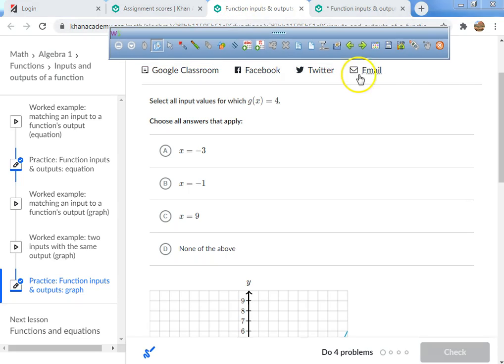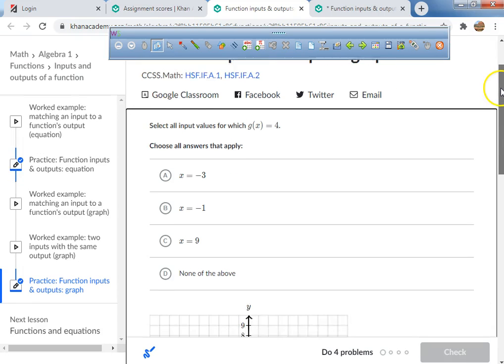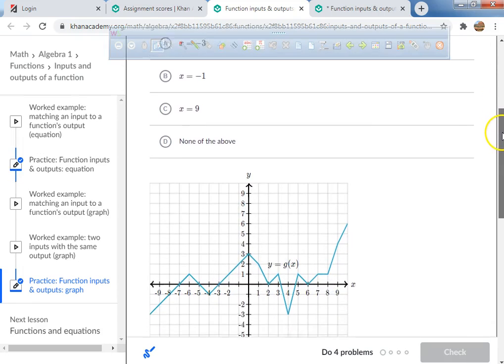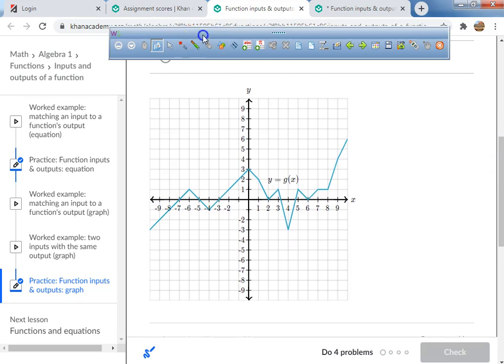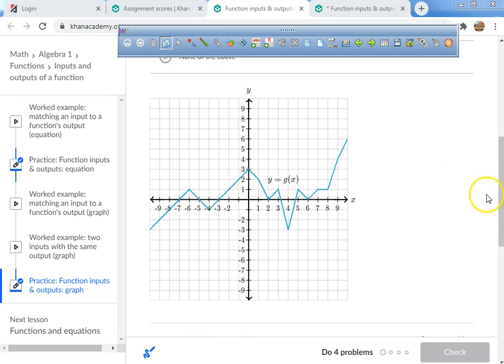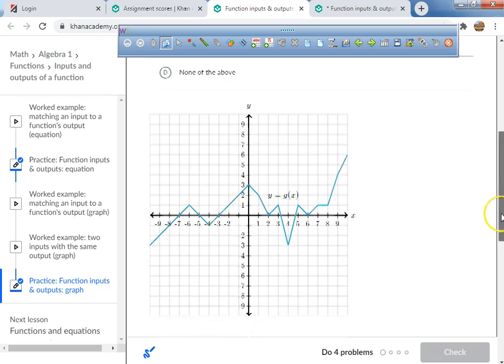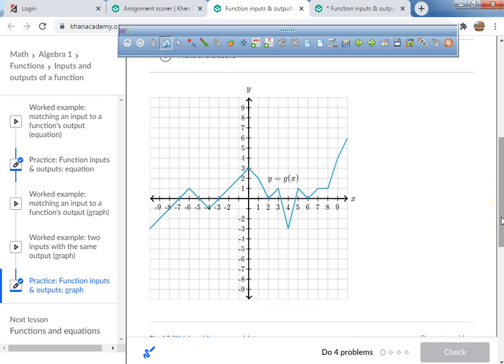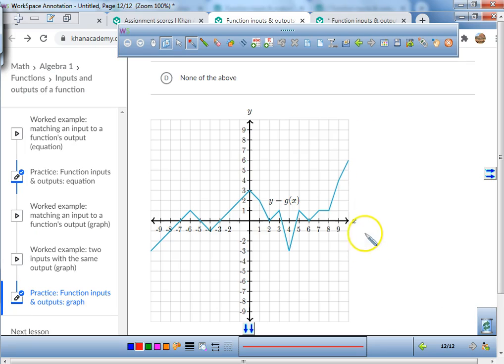Now, this is going to be a little bit different. This was called function inputs and outputs of graphs, and I realize that you can't really draw this. But I'm going to show you guys how to do this. If you want to, pause the video and draw it, you're more than welcome to, but you don't necessarily have to. I'm going to take a picture of this real quick, and I'm going to draw a line going across right here. I'm going to use this as an example.